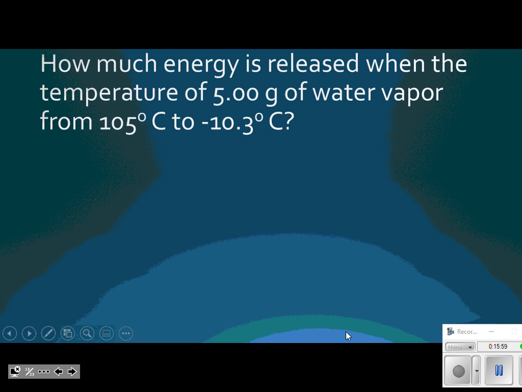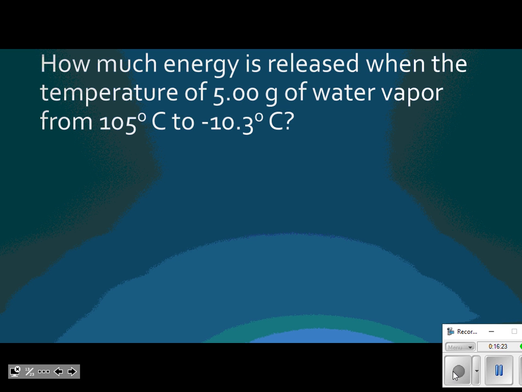Now, my second problem. Go ahead and copy this down. We'll work it. My question states how much energy is released when the temperature of 5.00 grams of water vapor changes from 105 degrees Celsius to negative 10.3 degrees Celsius.